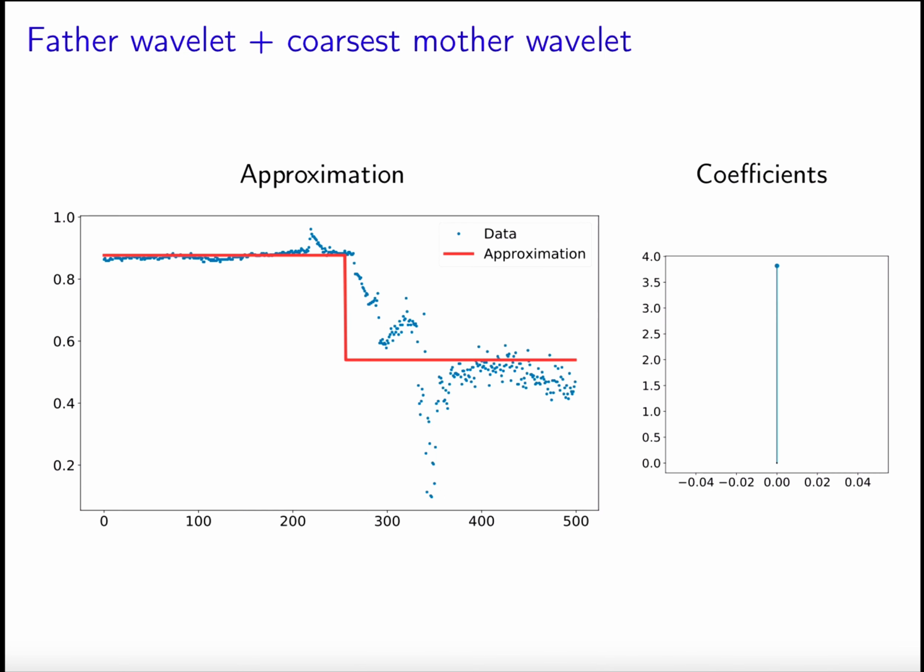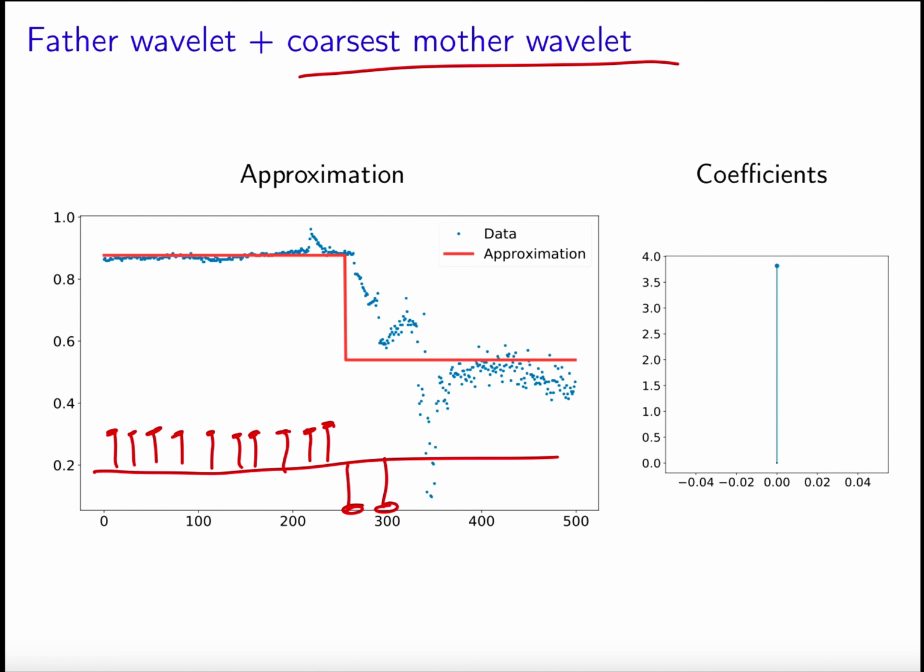Let's approximate the signal using the father wavelet and the coarsest possible mother wavelet, which looks exactly like that, right? It's constant over here. This is what the very coarse mother wavelet is going to look like, and then it's going to be constant over here. So we're approximating the signal by a signal that is constant over here and constant over here. That's exactly what we're doing, and you can see that approximation there.